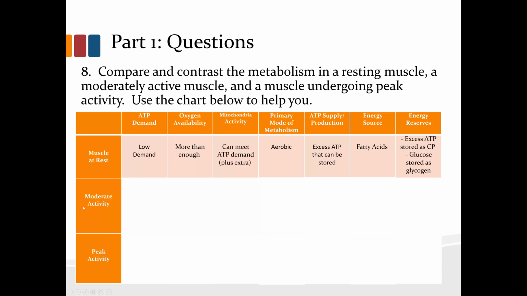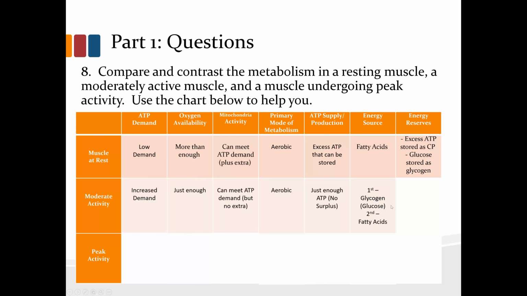So a muscle undergoing moderate activity has an increased demand for ATP. There is enough oxygen available to meet that demand. The mitochondria can meet the demand, but they're not making any extra or surplus ATP, so they're making just enough to meet the demand. We are still using aerobic metabolism as our main source of ATP. And again, we're making just enough ATP, but no more, no extra, no surplus.